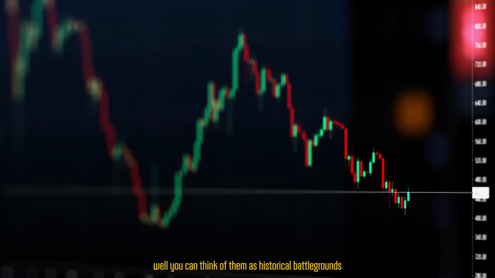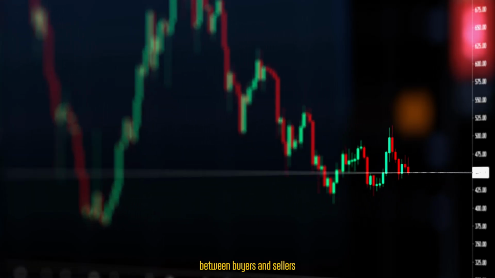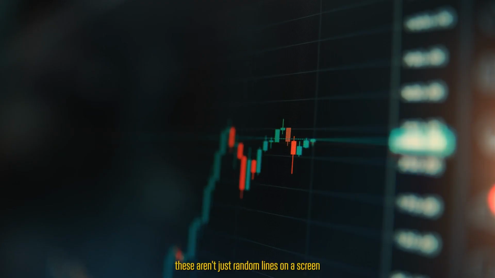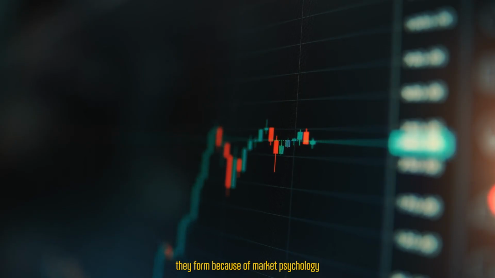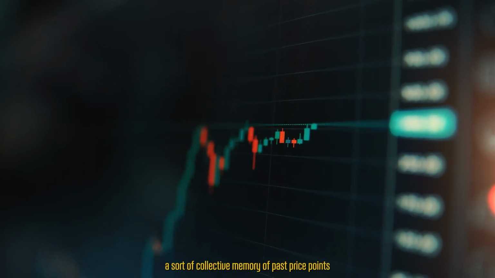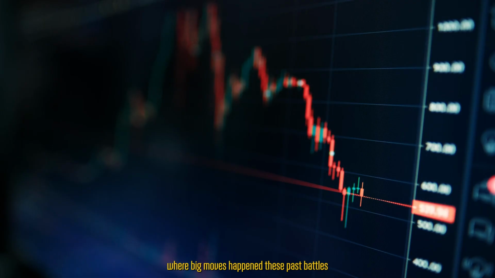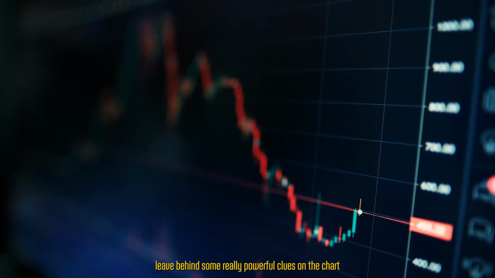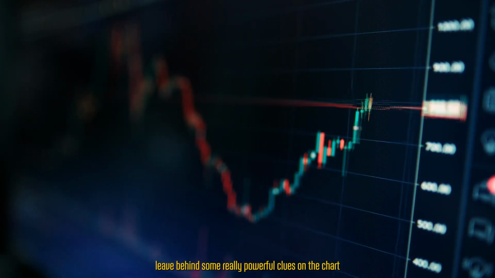Well, you can think of them as historical battlegrounds between buyers and sellers. These aren't just random lines on a screen. They form because of market psychology, a sort of collective memory of past price points where big moves happened. These past battles leave behind some really powerful clues on the chart for us to find.